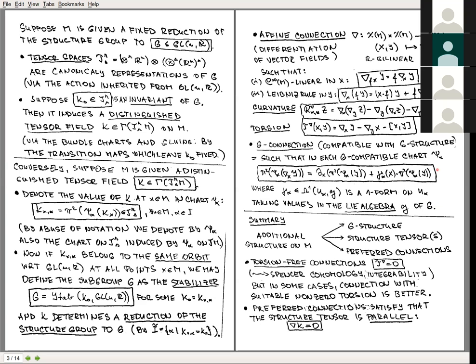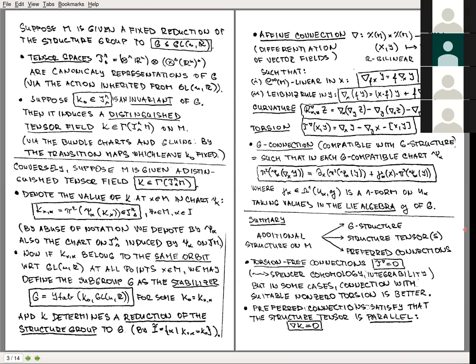So this is one way how to say it. Of course, all of this is more usually formulated in the language of principal G bundles, but for simplicity and some wider audience, those are also completely well definitions. So in summary, additional structure on M gives us some G structure in this case, or it can be defined by some structure tensor or more structure tensors, which will reduce the group further. And we have some preferred connections.